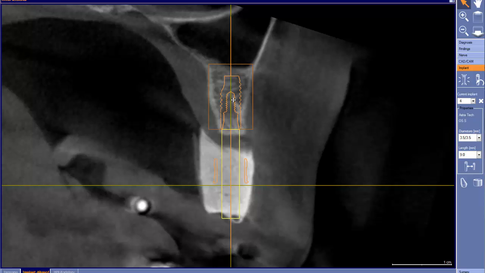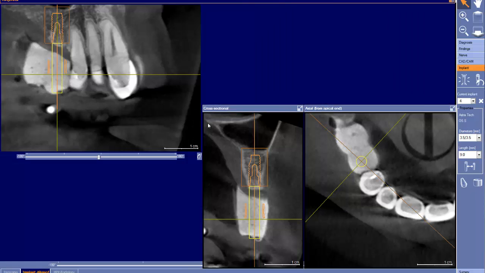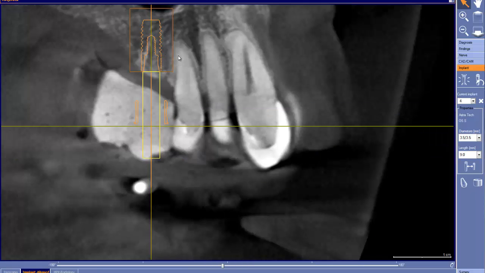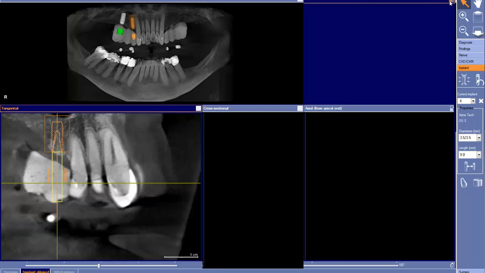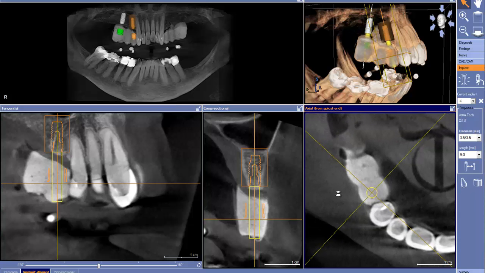So we'll say that mesiodistally, buccolingually, this positioning is fine. Mesiodistally here as well, we are more than adequately away from the tooth. No problem there. So we're going to vital structures, no problem there. So let's just go ahead and skip over to our occlusal table.